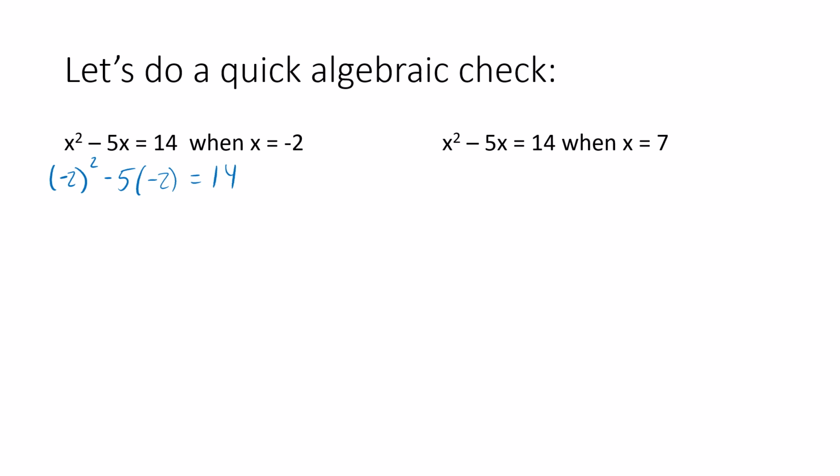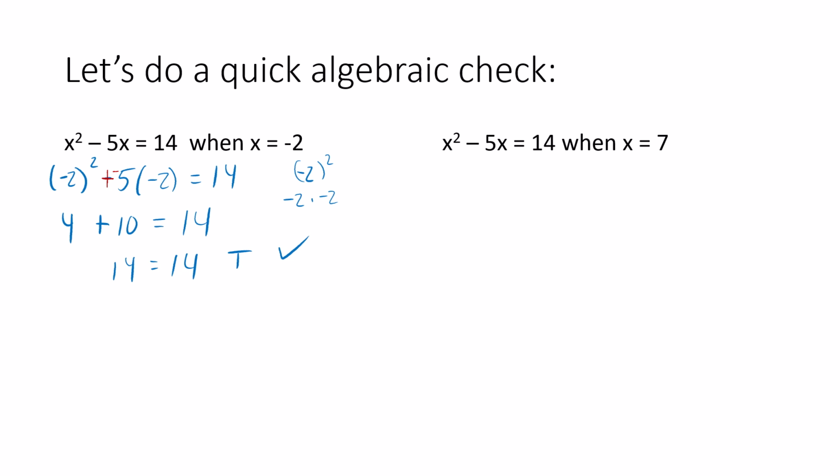So -2 squared, I'm going to do a little bit of scratch work. -2 squared means -2 times -2, which will give me a +4. And right here, instead of using the minus sign, you might want to say plus negative, and that will emphasize that this is -5 times -2, and a negative times a negative is a positive. And then 4 plus 10 is 14, and that is a true statement. Therefore, x equals -2 does check.